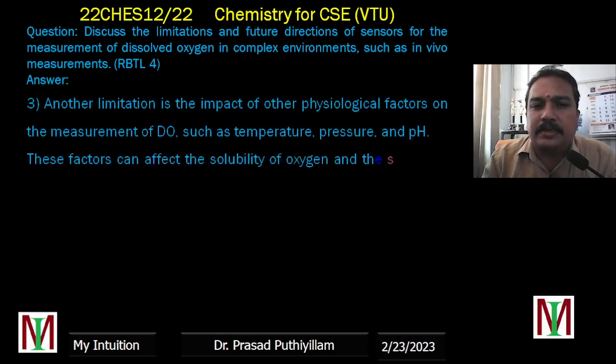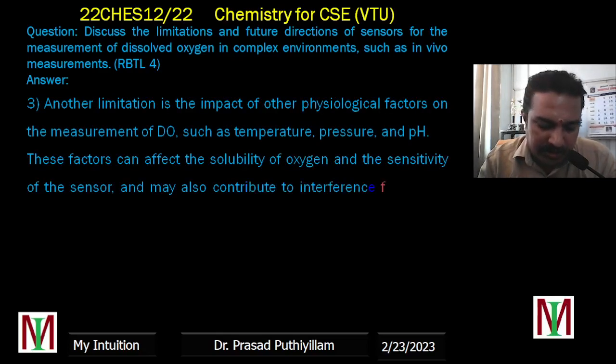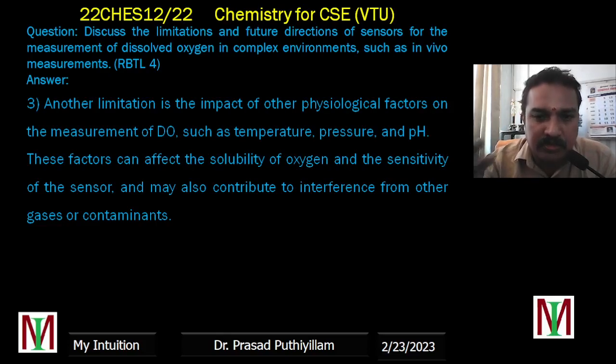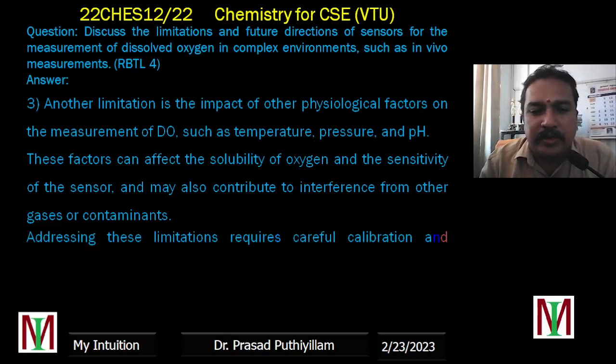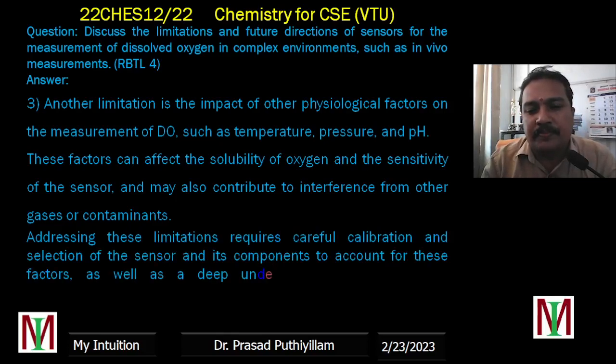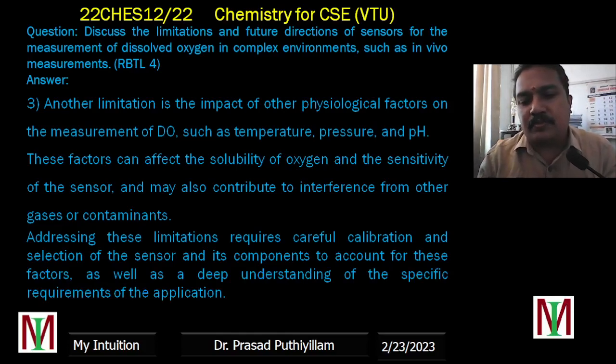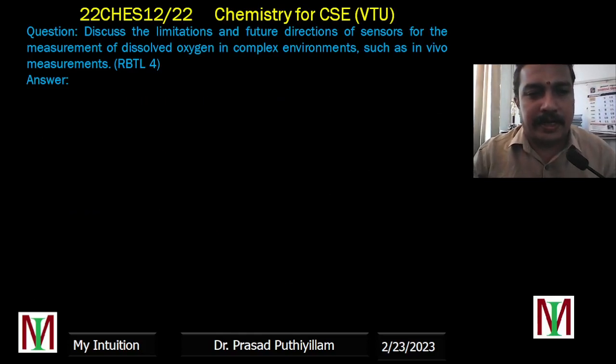Another limitation is the impact of other physiological factors on the measurement, such as temperature, pressure, and pH, because these can affect the solubility of oxygen. With varying temperature, the solubility of oxygen is different. With varying pressure, the solubility of oxygen is different. With different pH, the oxygen solubility is different. Therefore, this also has to be addressed. It requires careful calibration of the instrument, as well as deep knowledge about all these conditions: temperature, pressure, and pH. If it is there, then only we can tackle it.